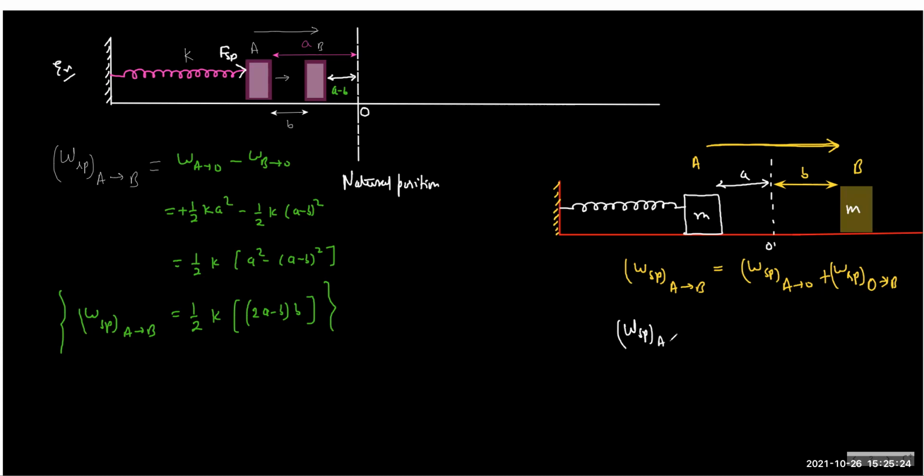So now the answer is obvious. Tell me what is the answer for A to O? Is it deformed to natural, or natural to deformed? Deformed to natural. So positive work or negative work? Positive work. It must be half k A square. That's it. And O to B is what? Natural to deformed. So what should I write here? Minus half k B square. And that's the answer.